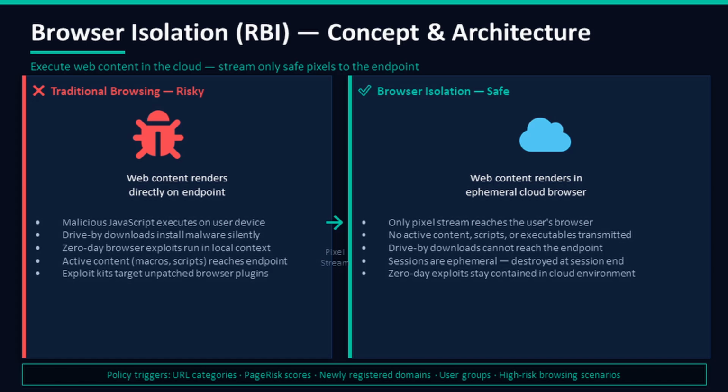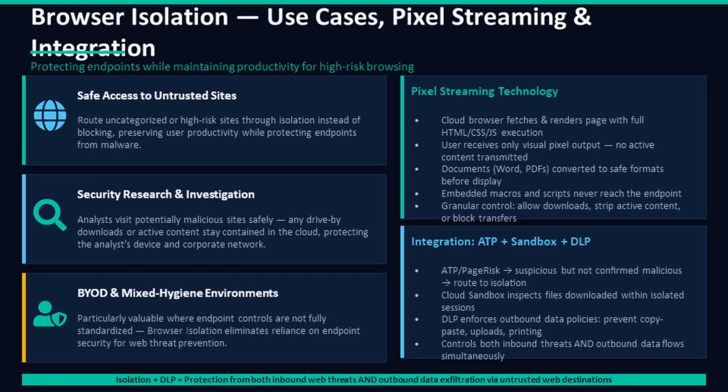From a policy perspective, browser isolation is triggered automatically based on configurable criteria: URL categories, page risk scores, newly registered domains, user groups, or specific destinations defined as high risk. So users don't have to do anything differently. If their browsing request triggers an isolation policy, it's transparently routed through the cloud browser. Let's look at the practical use cases for browser isolation and understand how pixel streaming actually works.